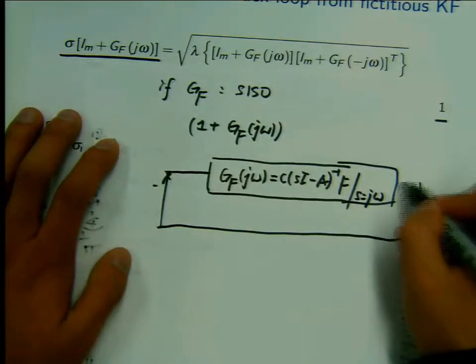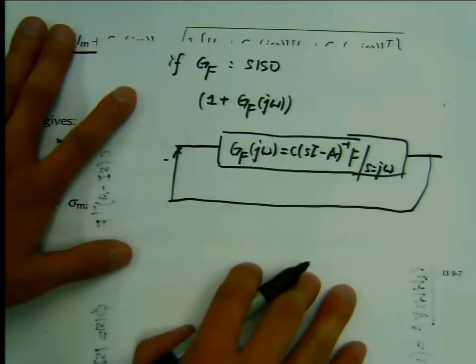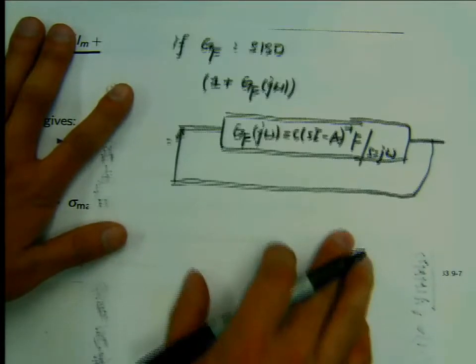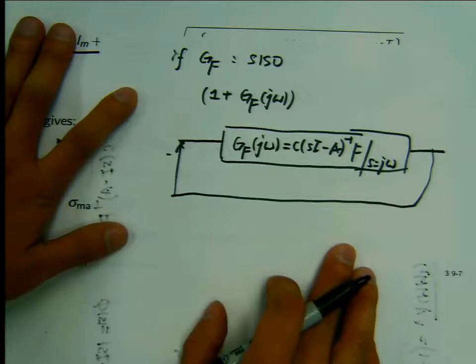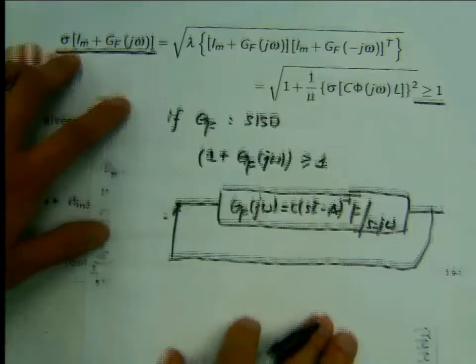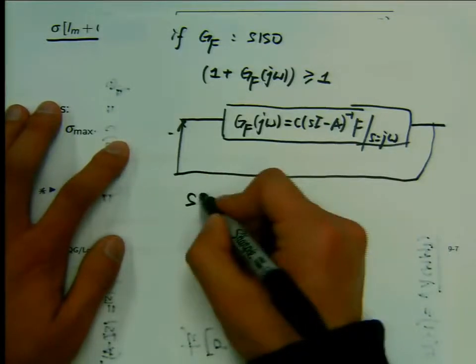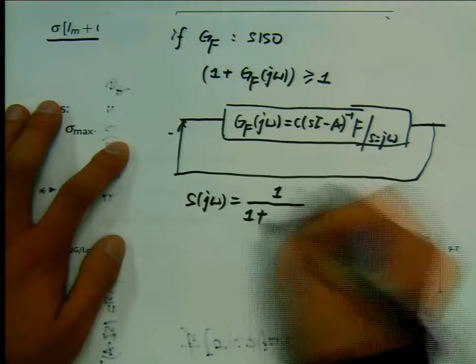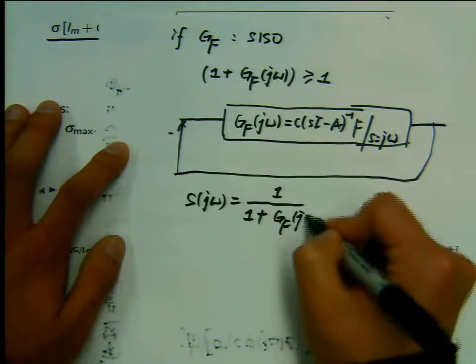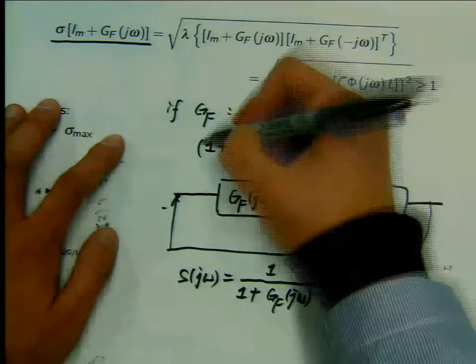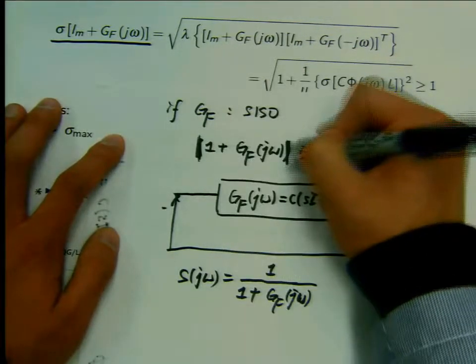If you recall this, what is, for example, the sensitivity function for this closed loop system? The conclusion is this guy is larger than or equal to 1. What's the sensitivity function for this closed loop system? S(j omega) equals 1 divided by 1 plus GF(j omega). Okay? This actually should be the absolute value.